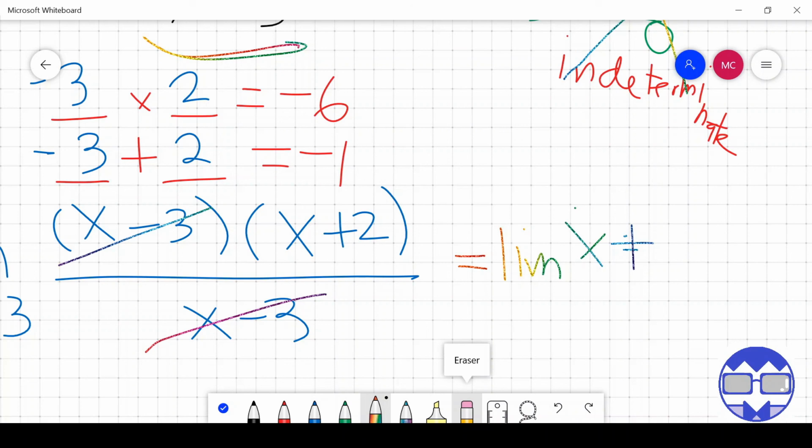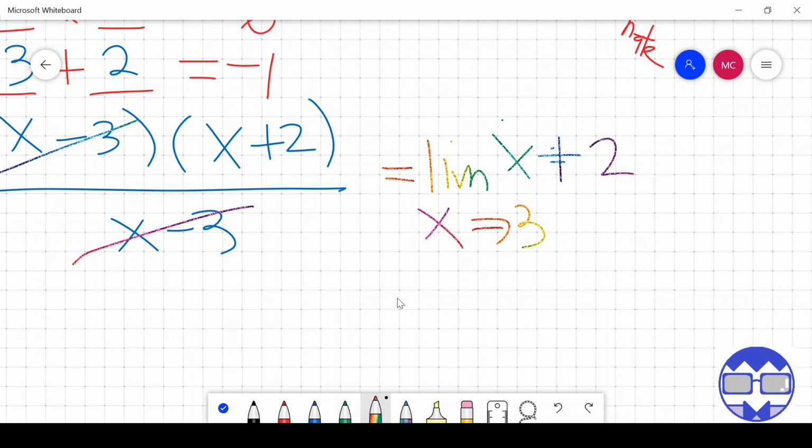Since we cannot simplify further, we can now substitute. Substituting our value of x, we will have 3 plus 2, and hence our limit is 5.